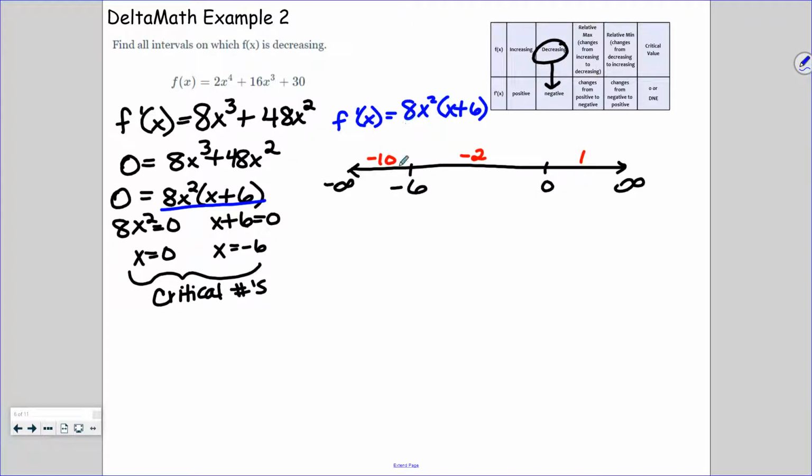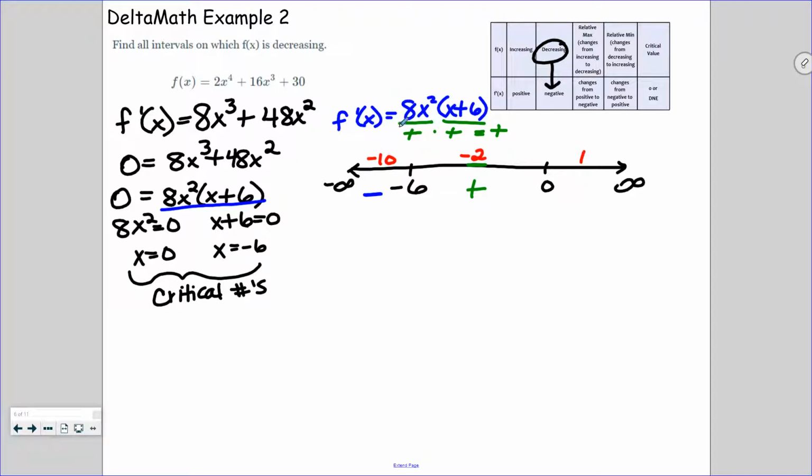Okay, so let's try negative 10. If I substitute a negative 10 for the first factor, 8 times negative 10 squared is a positive, times negative 10 plus 6 is a negative, and a positive times a negative is a negative number, which means this interval on the derivative is negative. Now let's try testing negative 2. If I substitute a negative 2 right here, 8 times negative 2 squared is positive. Substitute in negative 2 here: negative 2 plus 6 is positive, and a positive times a positive is positive. So this interval is positive.